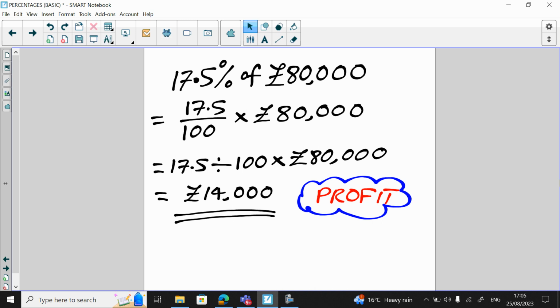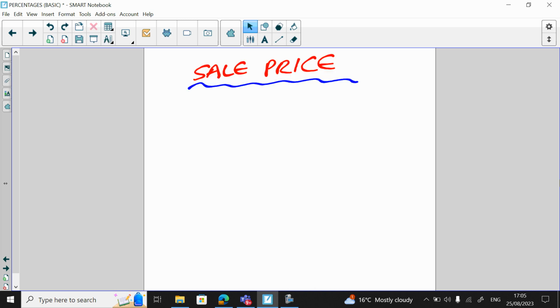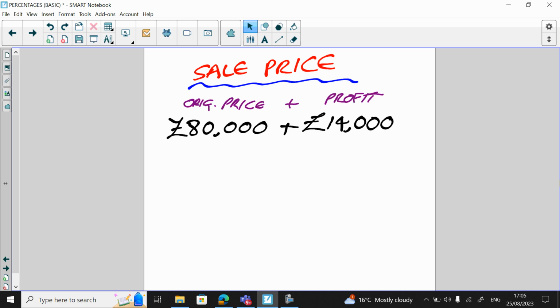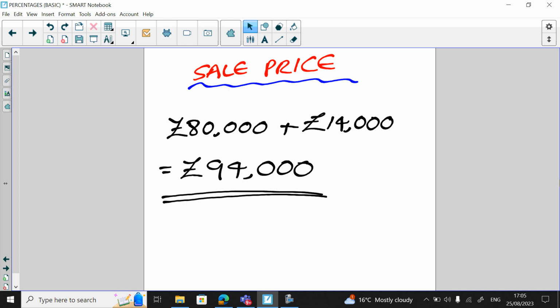Now, what we're going to do with the profit? Well, profit means on top of. So the sale price was actually the original price as on the profit. So I've just put little titles there. So the 80,000, add the 14,000, and we get 94,000, and it's all in pounds. The units are important here. Okay, that seemed okay.